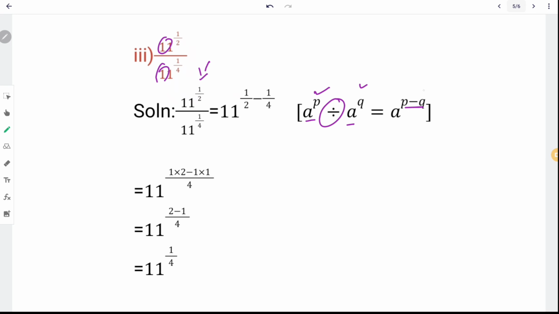So once again, the base is the same, but the powers are different, P and Q, right? So what do we do? We subtract them. So you can already see here, 1 by 2 minus 1 by 4. Once again, find the LCM of 2 and 4. 2 1s are 2, then 2 two times, so LCM is going to be 4.